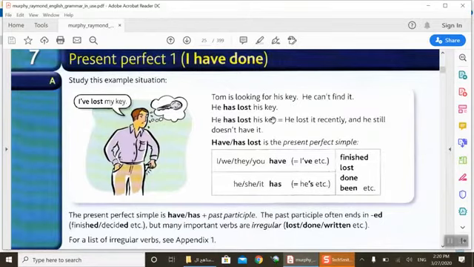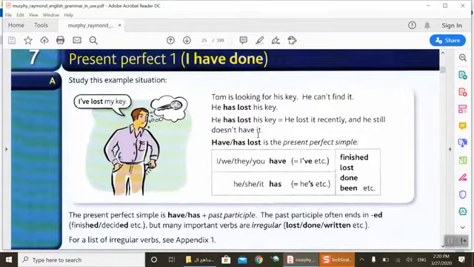He cannot find it. There is no key. You see his pocket, his pocket is empty. There is no key. What does he say? He has lost his key. What does it mean when you say he has lost his key? It means he lost it recently, and still does not have it.